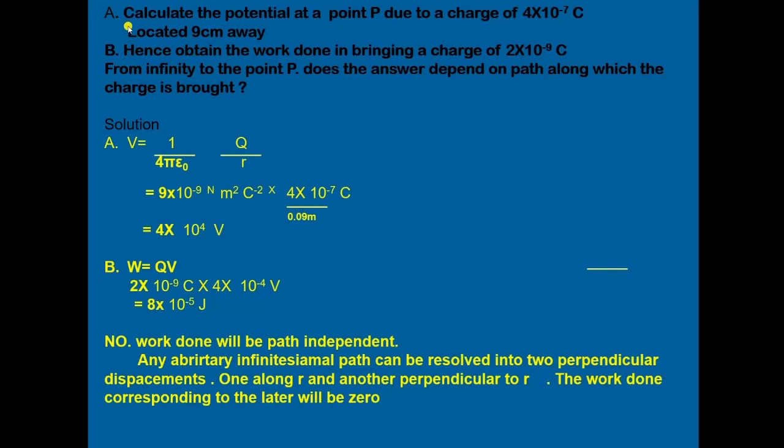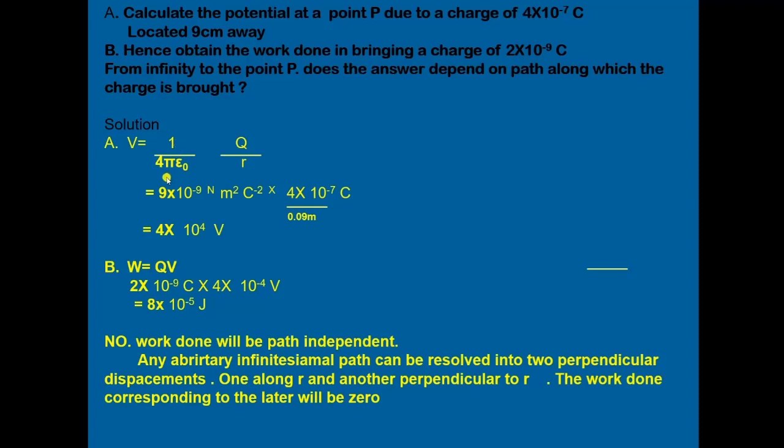First we come to the first part. Calculate the potential at a point P due to the charge of 4 into 10 to the power of minus 7 coulomb located 9 centimeter away. From this question, you see here the charge given is 4 into 10 to the power of minus 7 coulomb and the distance r that is given is 9 centimeter.